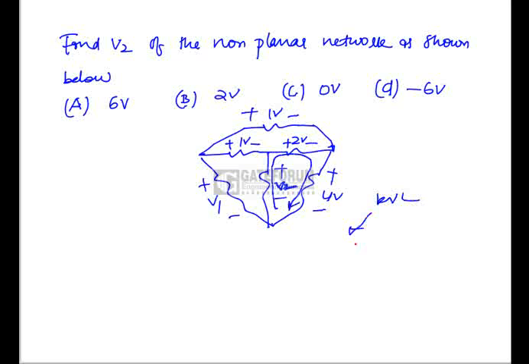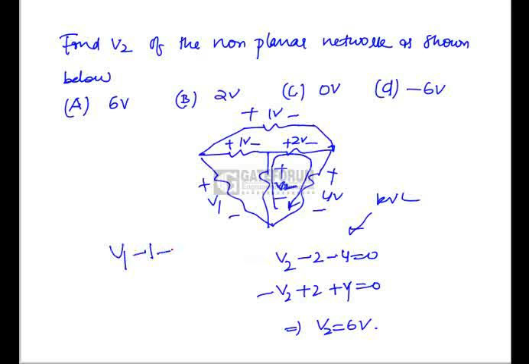Okay, what does KVL say? KVL says voltage in a closed loop is equal to 0. Now apply KVL in this loop. V2 minus 2 minus 4 is equal to 0, or you can write it as minus V2 plus 2 plus 4 is equal to 0. You will get V2 is equal to 6 volts. Suppose we asked V1. Now what is V1? V1 minus 1 minus V2 is equal to 0. V1 is equal to 7 volts. Okay, this is simple KVL law you have to apply. We have to find V2, so the answer is 6 volts.